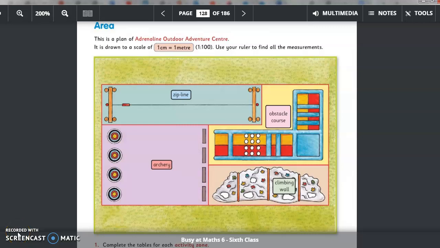Page 128, area. So this is a plan of Adrenaline Outdoor Adventure Centre. It's drawn to a scale of 1 centimetre is equal to 1 metre, or 1 is to 100, because there are 100 centimetres in 1 metre. Use your ruler to find all the measurements. So what does that mean? That means 1 centimetre here in real life would be the same as 1 metre.